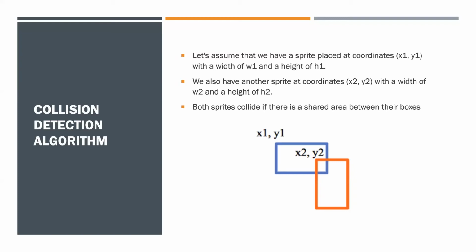So we can say that these sprites are going to collide if and only if there is a shared area between their corresponding boxes. If the box of the first sprite shares a common area with the box of the second sprite, then there is a collision between these two sprites. Let's see how to implement this collision detection in our video game.